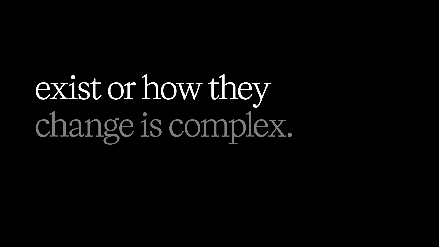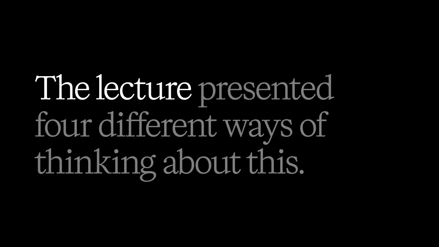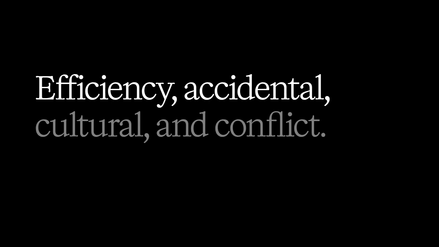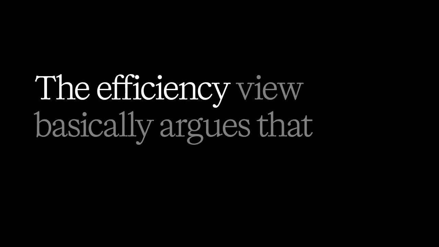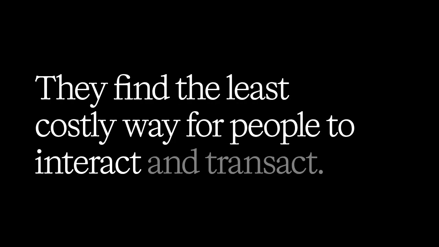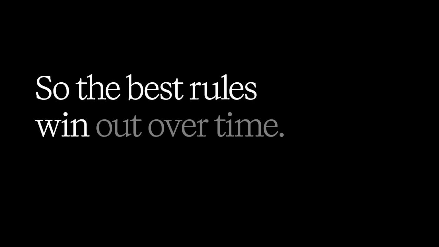Okay. Now, understanding why certain institutions exist or how they change is complex. The lecture presented 4 different ways of thinking about this: efficiency, accidental, cultural, and conflict. Let's start with efficiency. The efficiency view basically argues that institutions arise and survive because they're, well, efficient. They find the least costly way for people to interact and transact. So the best rules win out over time.